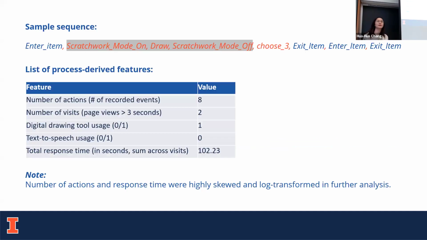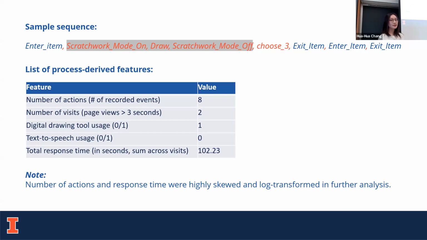So let's look at an example sequence, where let's say for a student on a particular item, we observe the following sequence on the top. Enter item indicates they enter the question page. Scratch mode on indicates they turn on scratch work. Draw indicates one stroke in their scratch work. Scratch work mode off means they turn it off. Choose 3 means that they selected the third option in the multiple choice question. And then exit item means that they left for a different page. Enter and exit afterwards at the end might indicate that the student returned to the question later on, whatever they did, like maybe checking the answer, maybe something else.